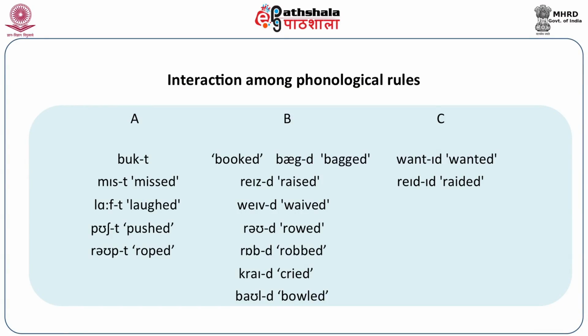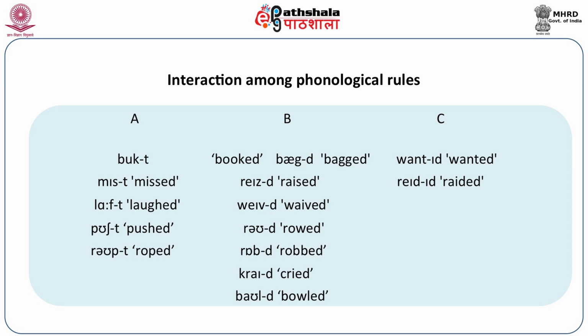For example, in the last module, we looked at the alternation among the regular plural morpheme. Now let's take a look at the regular past morpheme, with which also you will be very familiar. As you all know, the regular past morpheme has 3 alternate forms: t, d, and id, as shown on the screen for you. So how do you account for the alternation? You see, in the C we have id, and in AB we have t, d.